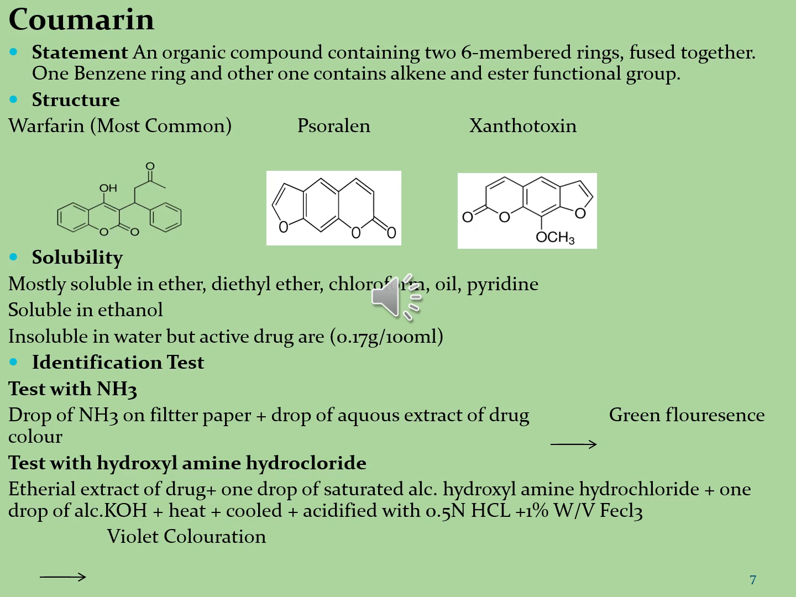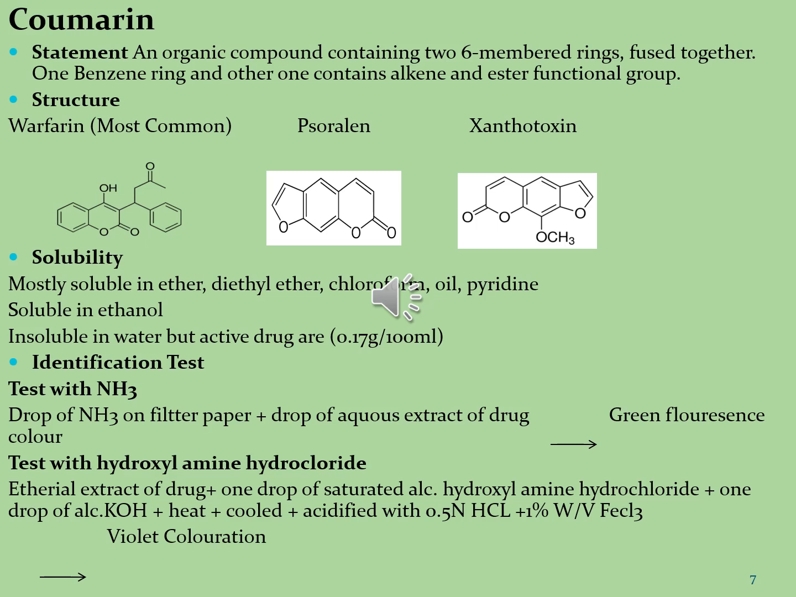Now we see the uses and isolation sources of these phytoconstituents. Warfarin is isolated from a coumarin source and it is used as an anticoagulant agent, which is used as a blood thinner. Warfarin reduces the formation of blood clots. Warfarin is used to prevent blood clots in veins and arteries.